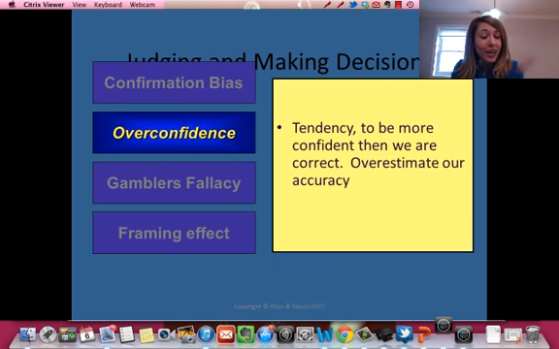Overconfidence. This is the idea, I've talked about this, that you tend to think you know more than you actually do. That's why when you study for a test, you can't just read over your notes. You actually have to quiz yourself because you're reading like, yeah, I know this. Oh, yeah, I know this. You don't know it, right? And you tend to overestimate how accurate you are too. So you always have to test yourself.